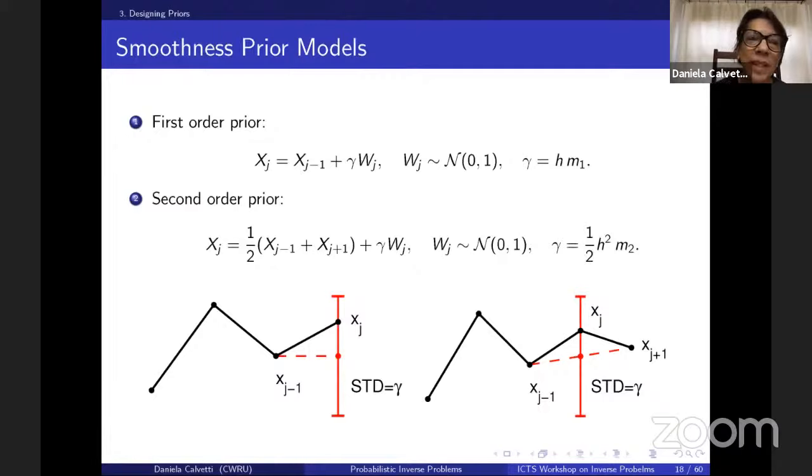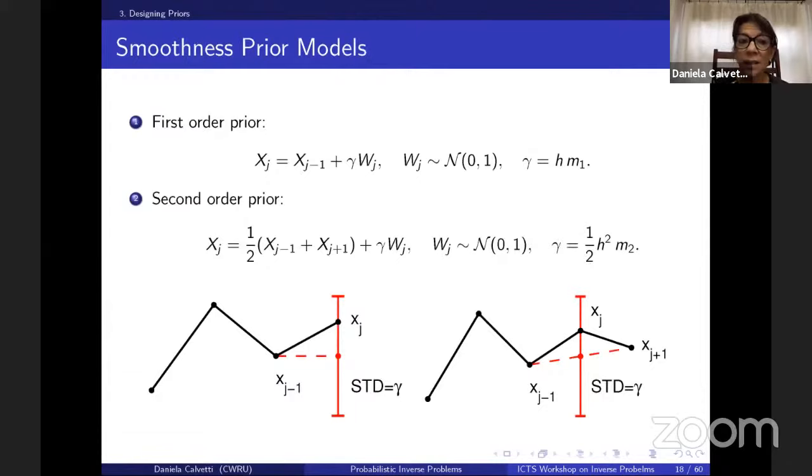The random variable that represents the value of the signal at the current position, the random variable that represents the value of the signal at the previous position, and the Wj, which is a random variable that is independent of xj and xj minus 1. In fact, it's drawn from its own distribution here. And this is going to be the same at any position. So this Wj could be simply a W. And that's the third random variable.